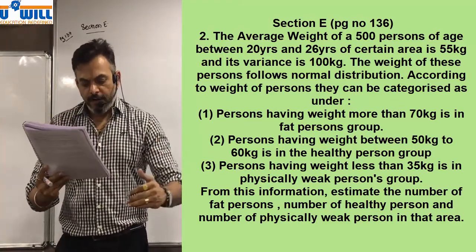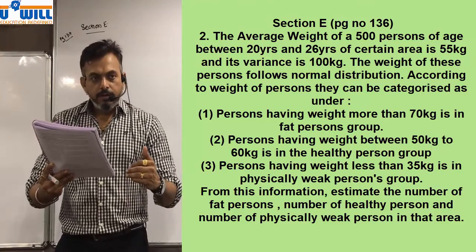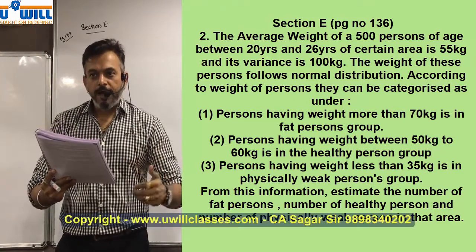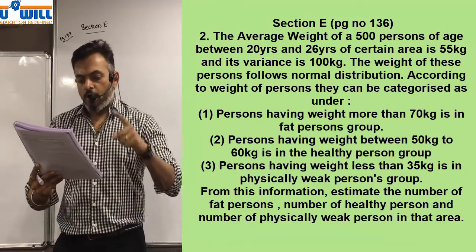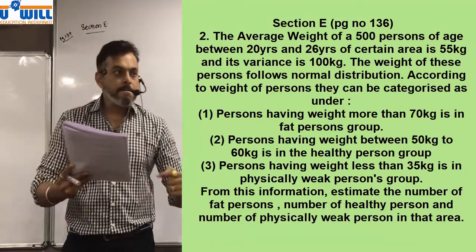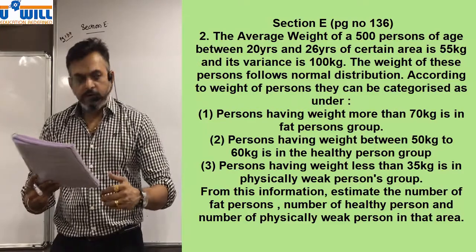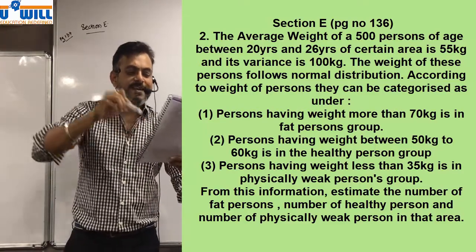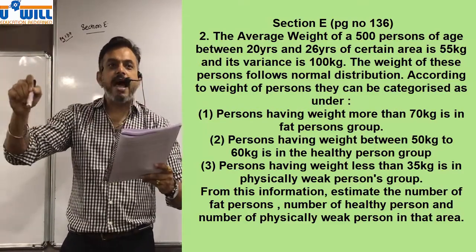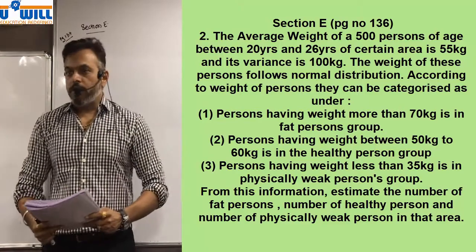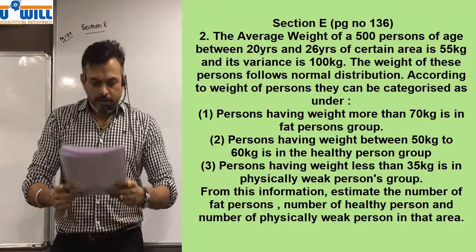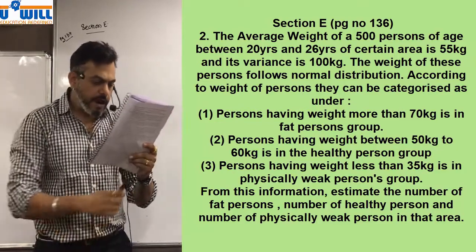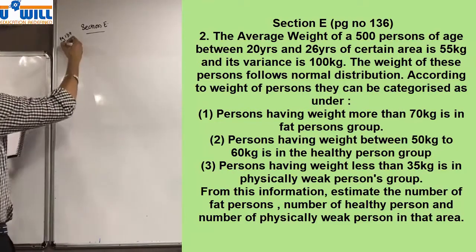From this information, estimate the number of fat persons, number of healthy persons, and number of physically weak persons in that area. You understood this? All of you understood this? Then let's start question 2.